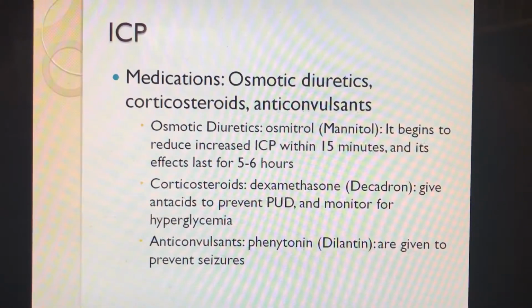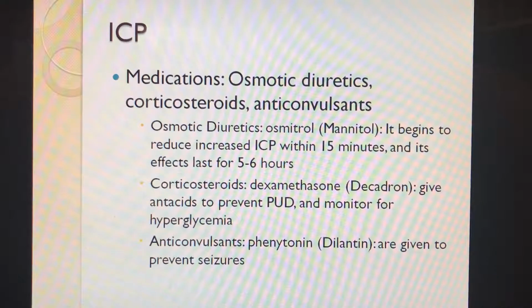So you have three main categories of medications that are going to treat ICP. These are osmotic diuretics, corticosteroids, and anticonvulsants. So you have your mannitol, you have Decadron, and Dilantin are the drugs to remember.